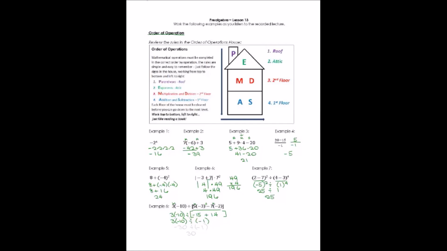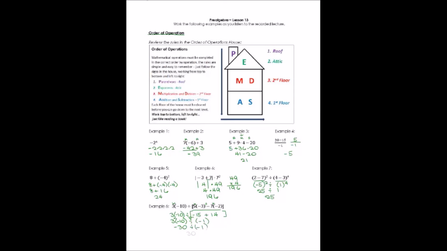Okay, now I can do my multiplication here because I've got multiplication and division. Which one do I do first? They're on the same level. I do the first one I come to in the problem. So multiplication, 3 times negative 10. Negative 30. Remember, an odd number of negatives, negative answer, divided by a negative 1.